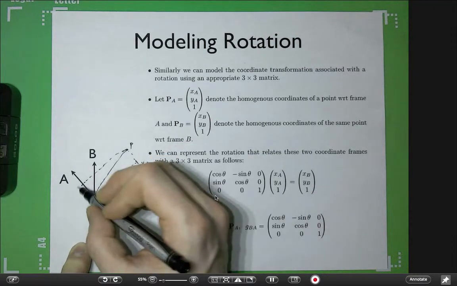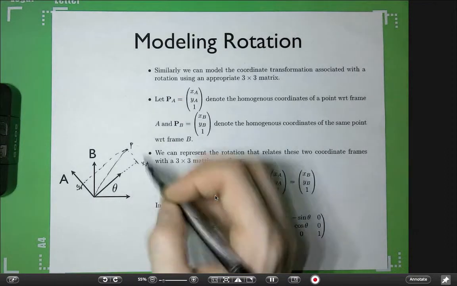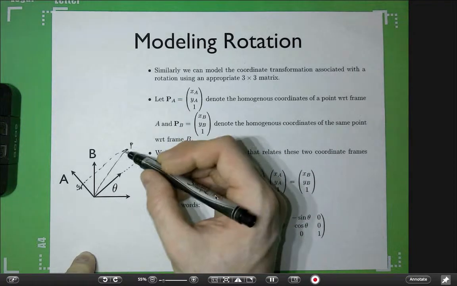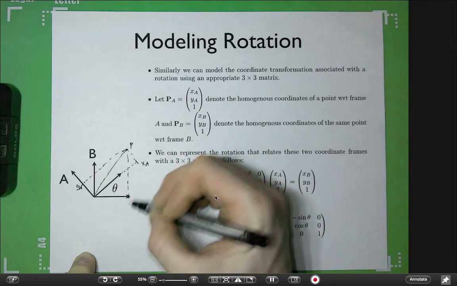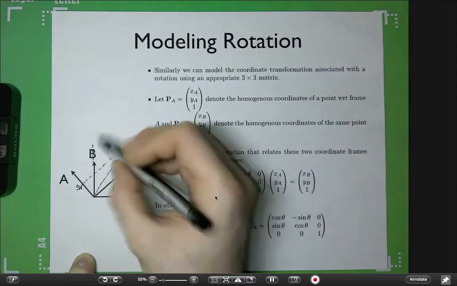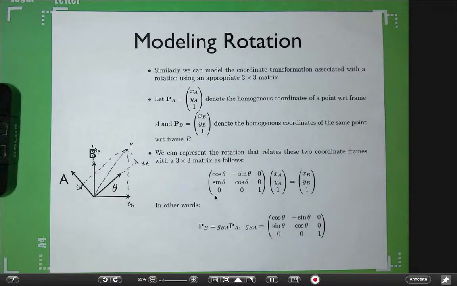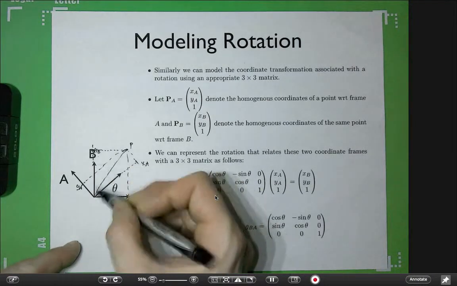Here would be my YA. And what I need to do is convert the coordinates into coordinates with respect to B, so into this XB and YB. YB is the orthogonal projection of P on this axis.